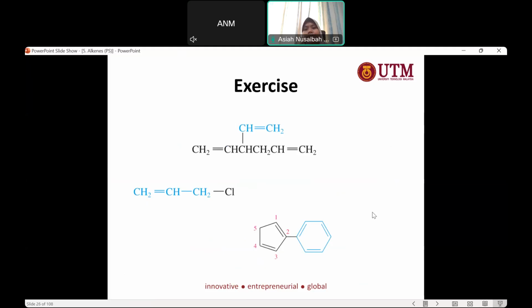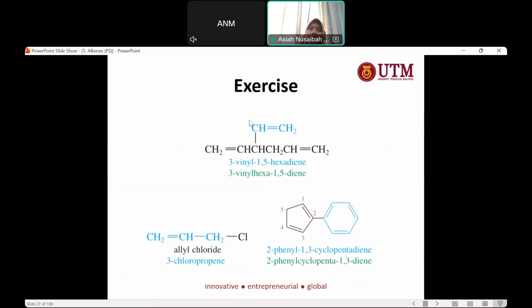So this is some exercise, and for this exercise, I'm going to show you how we name. So we have 3 structures here. 2 non-cyclic, 1 cyclic. Now, how do we name them? Let's see the first structure on top. We have the parent here. We have 1, 2, 3, 4, 5, 6. So we have 6, so hexa.